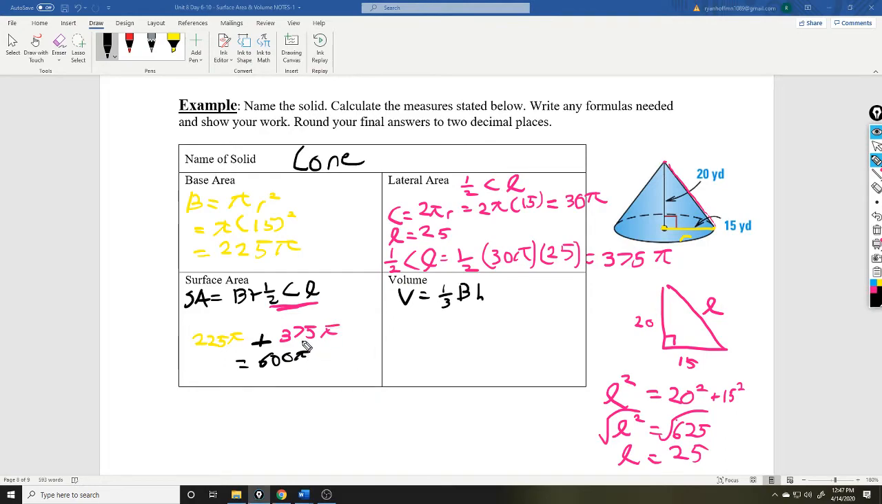If we asked for your answer in terms of pi, you'd leave it like that and put the units on it. If we asked you to round it to the nearest hundredth, you'd do 600 times pi in your calculator, and you get 1884.96 to 2 decimal places. 1884.96 yards squared for surface area.